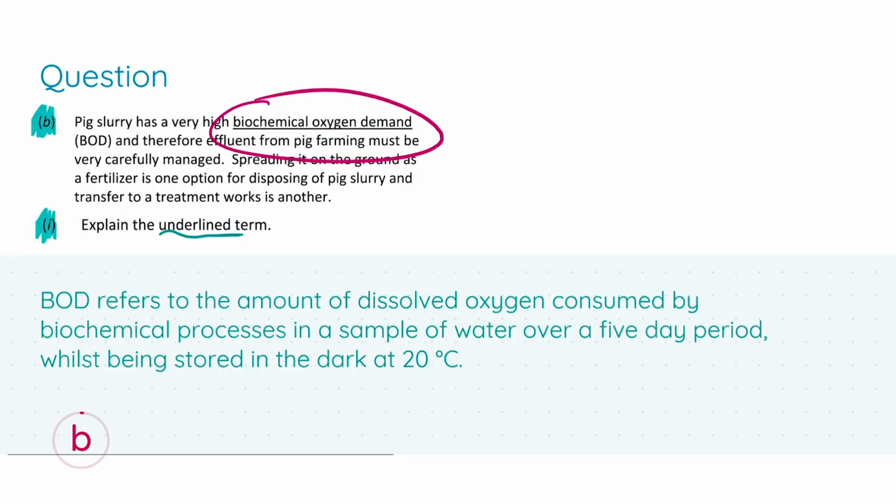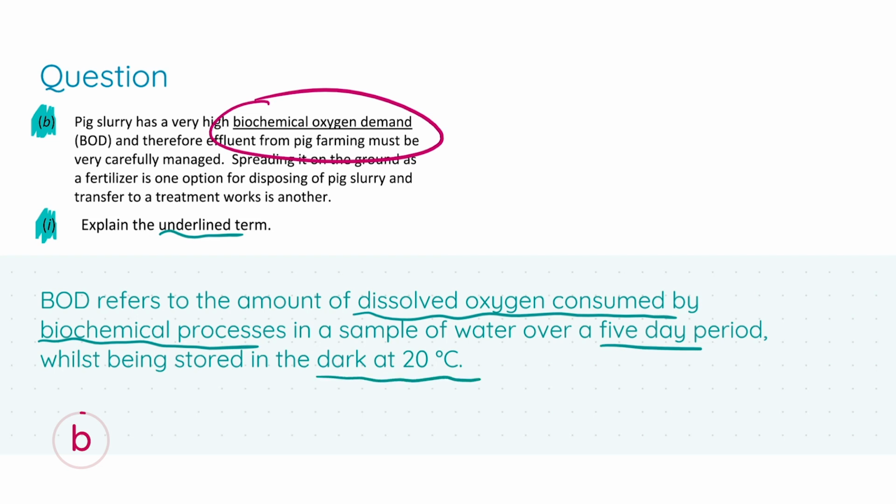And here we have our definition and explanation for biochemical oxygen demand. From here on, I've just referred to it as BOD because it's shorthand. In this case, BOD refers to the amount of dissolved oxygen consumed by a biochemical process in a sample of water over a 5-day period whilst the water is being stored in the dark at 20 degrees.